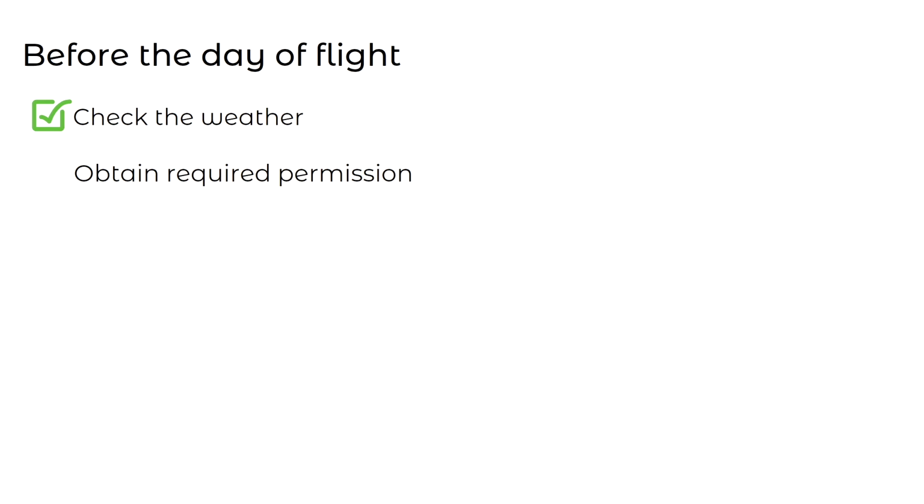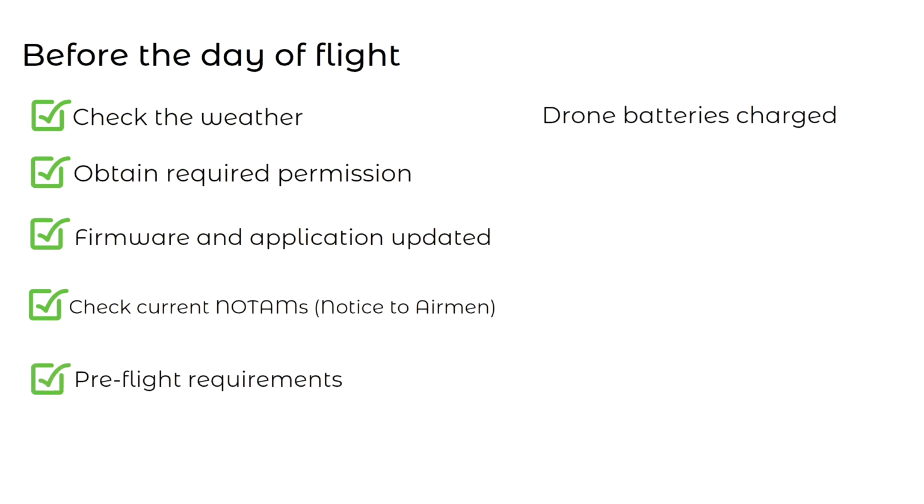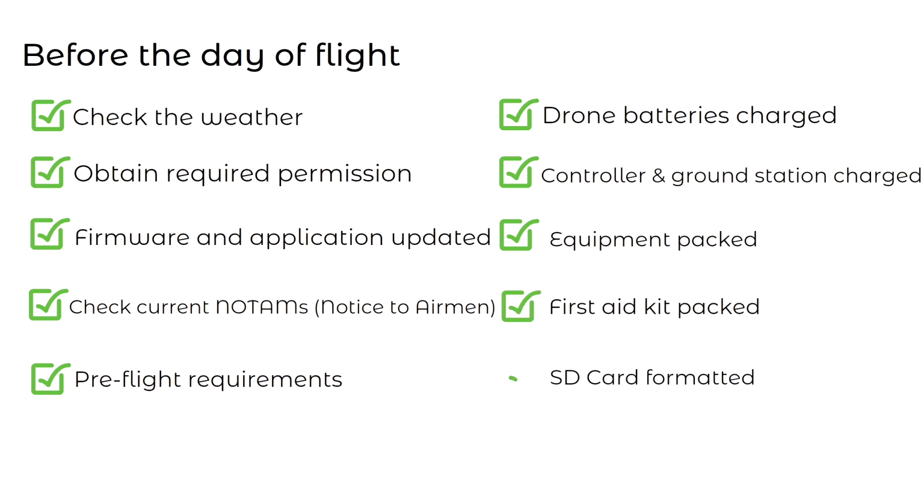Before the day of flight, check the weather. Obtain required permission. Firmware and application updated. Check current NOTAMs. Pre-flight requirements. Drone batteries charged. Controller and ground station charged. Equipment packed. First aid kit packed. SD card formatted.